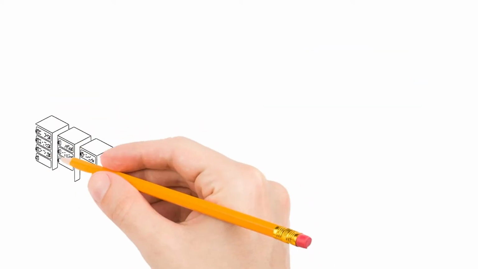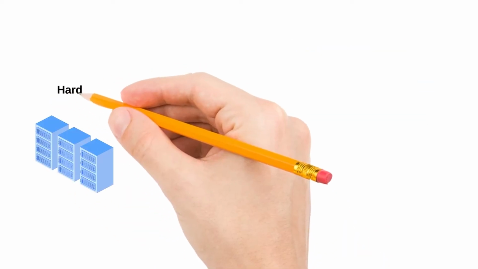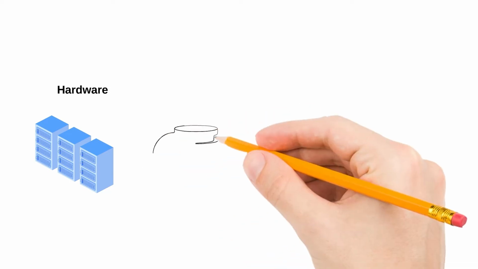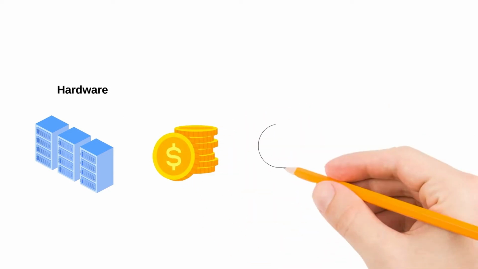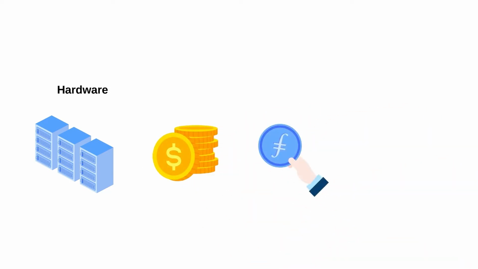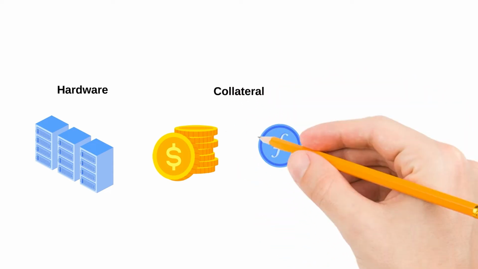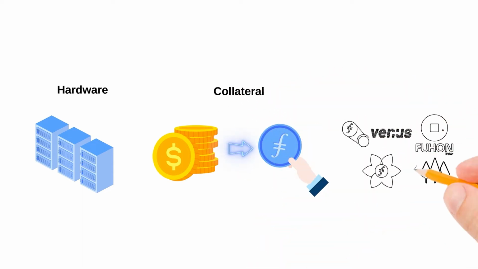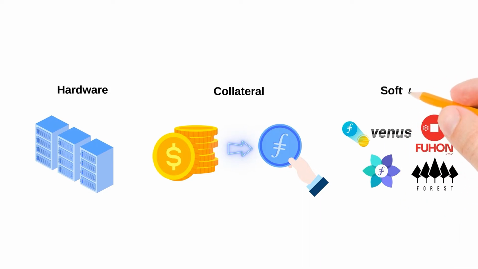Firstly, as a storage provider, you need to have specialized hardware. Besides the hardware, Filecoin collateral needs to be purchased before starting your storage providing operations. And last, choosing which software to run Filecoin and getting yourself familiar with the chosen software is also one of the most important preparations you should go through.